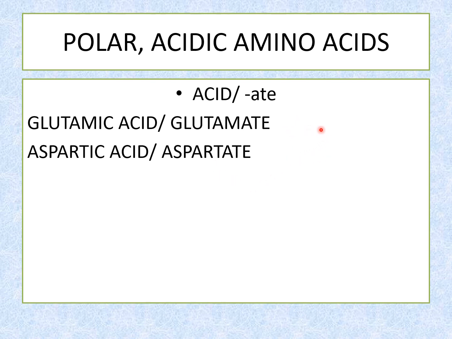So, they are known as polar acidic amino acids because their side chains basically carry another carboxyl group. And we know that at physiologic pH, the carboxyl group would usually carry a negative charge.